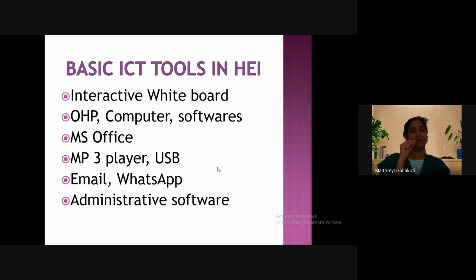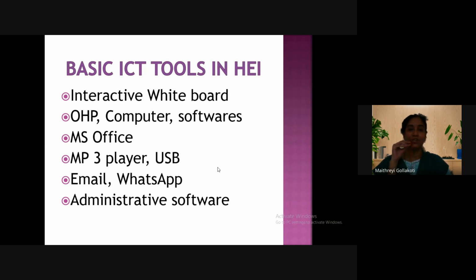Basic tools in higher education. What are the basic tools that are used in higher education? Let us see them. Interactive whiteboard. Now, this is a board which is virtual, and the teacher can put the question, the students can put the answers, the teacher can put corrections. So it is interactive. It can be done simultaneously by the teachers and students, and it keeps refreshing itself every few seconds, so that all the students will be able to access it at the same time.